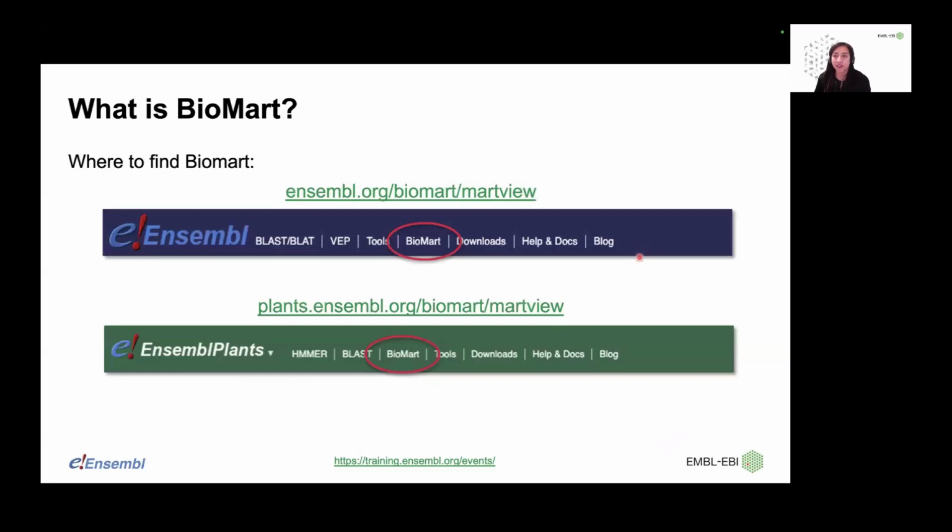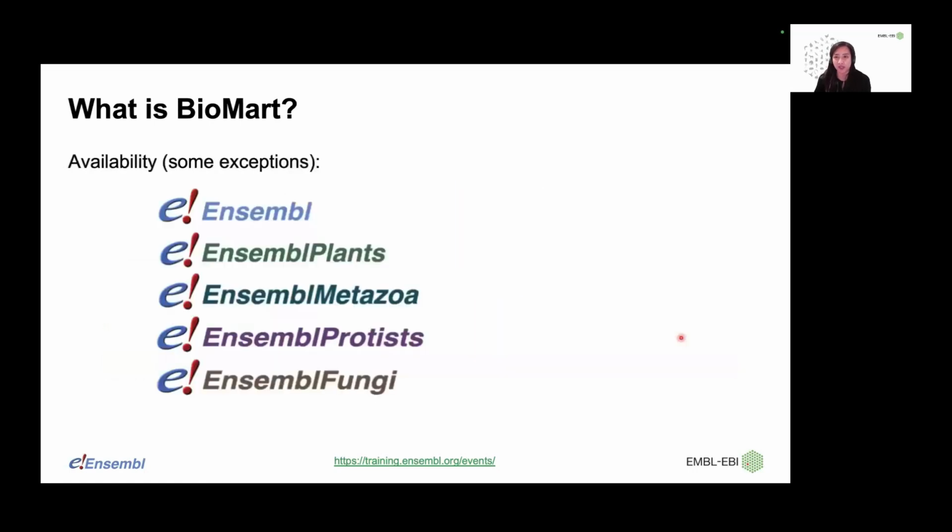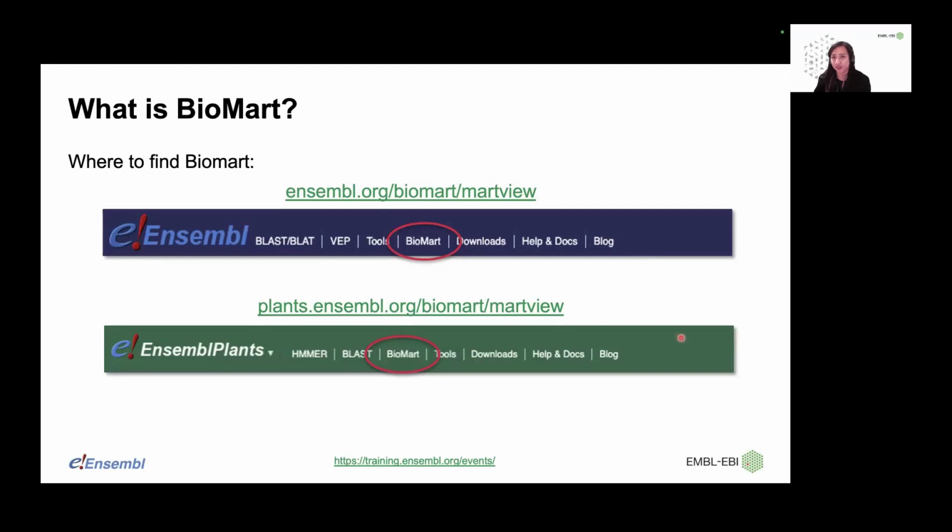And you can find BioMart on the Ensembl main site, the site dedicated to vertebrate genomes, and also the Ensembl Genomes site, which is dedicated to non-vertebrate genomes. I mentioned earlier today that the structure of these browsers is very similar. So now that you're familiar with the Ensembl main site, if you are working with plants, you'll have no problem navigating the plant site. And you can find a link for BioMart in the navigation bar at the top of each website.